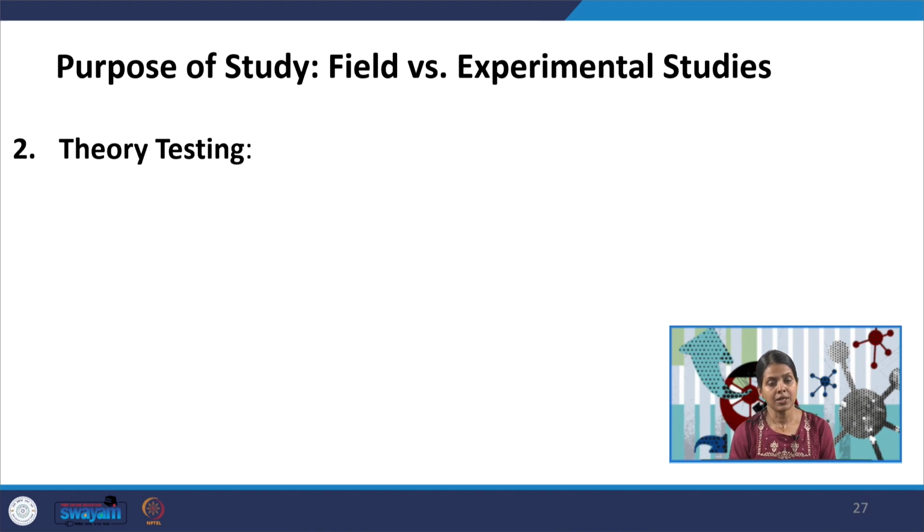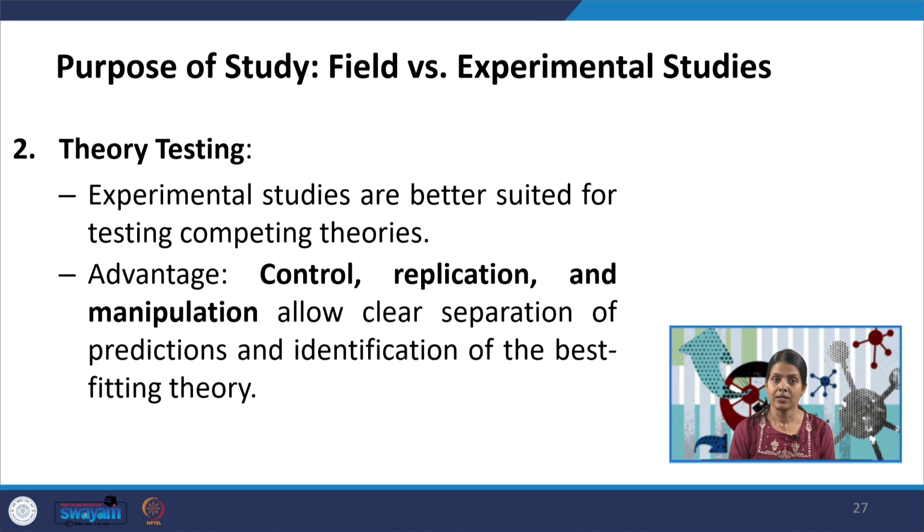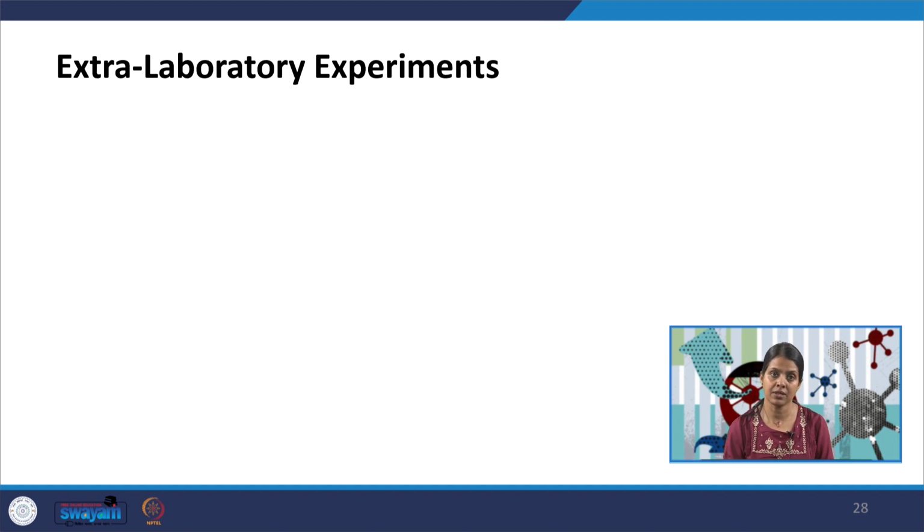The second point is theory testing. Experimental studies are better suited for testing competing theories. The advantages are control, replication and manipulation, which allow clear separation of predictions and identification of the best fitting theory.